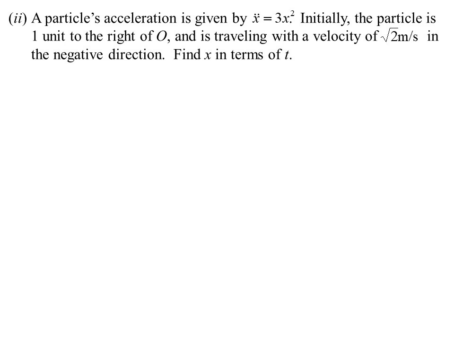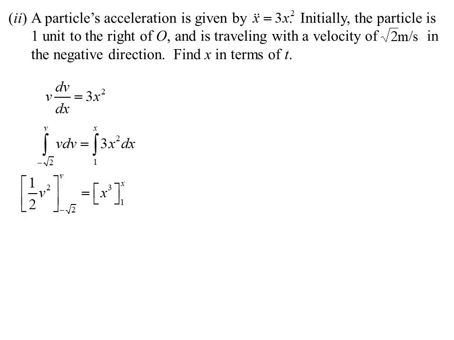Let's try this one then. Particle's acceleration is given by 3x squared. Initially, well, okay, we've been given initial conditions. Let's find the displacement time equation from this. Well, acceleration, I'll go straight to v dv/dx, and I'll separate out my variables, and we integrate, and eventually, here we go, v squared is 2x cubed, so v is plus or minus root 2x cubed.